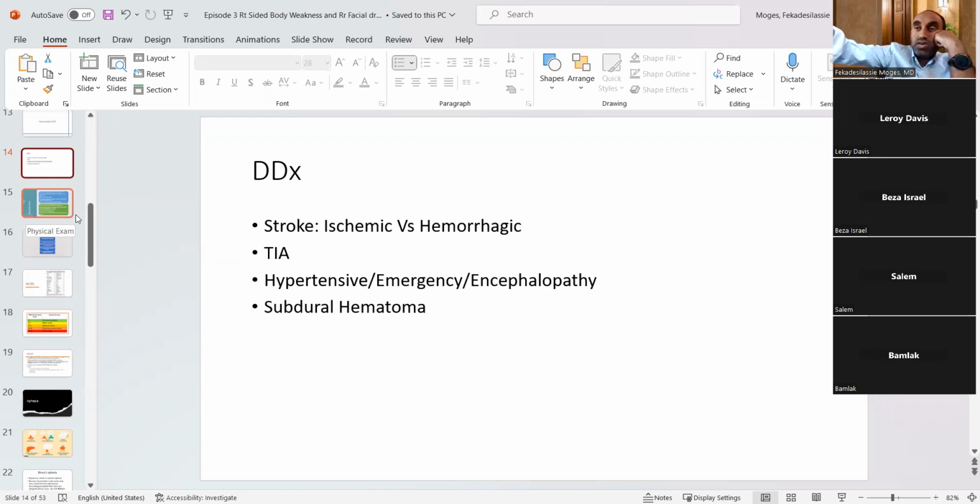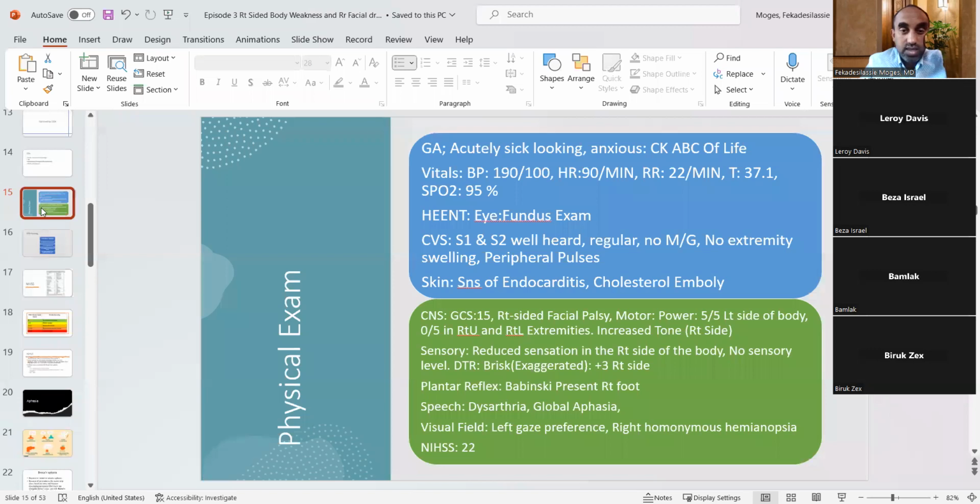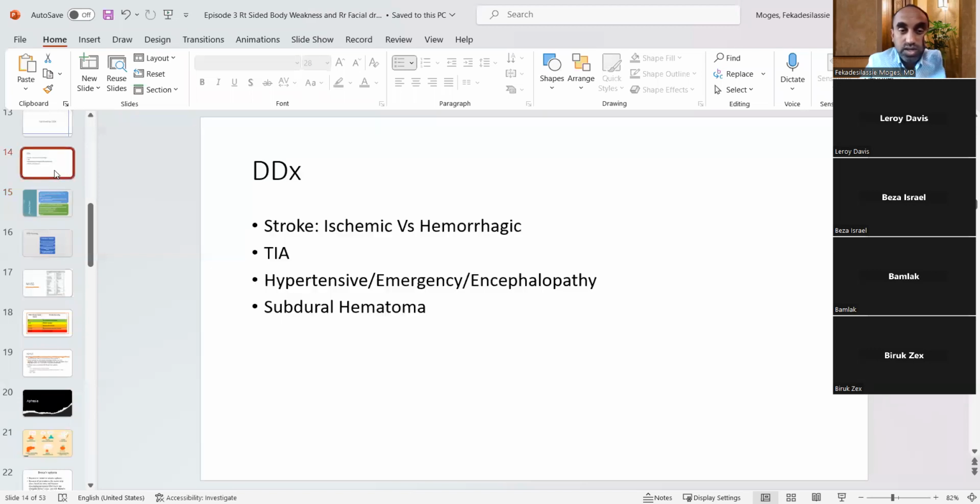Okay, so now the patient is stable. There is no problem with A, B, and C. What areas of examination do you want to focus on, and why? Don't read, okay? Challenge yourself, you know it. Vital signs. Before vital signs, I always try to remind you, before vital signs comes what?